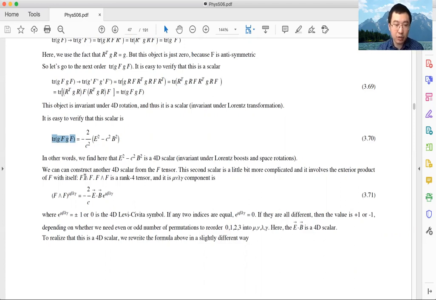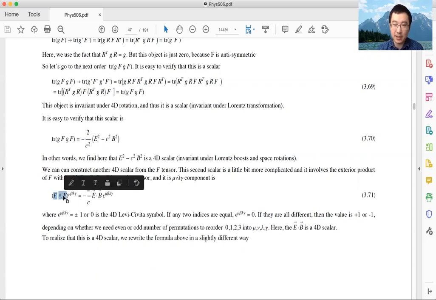Okay, so here what one needs is the exterior product of F with itself. I have the F tensor, my E and B field rank 2 tensor, multiplied by the F tensor, the E and B field tensor, again, but this multiplication is the exterior product. I don't want to go into too much detail about the mathematics. If you are interested, you can drop by the office hour and we can talk about the details.